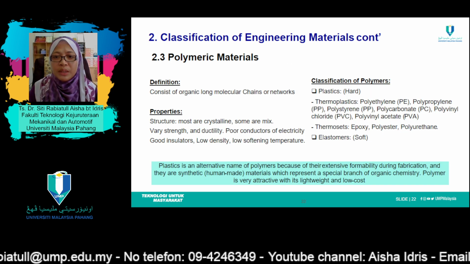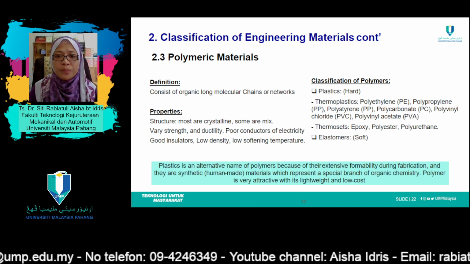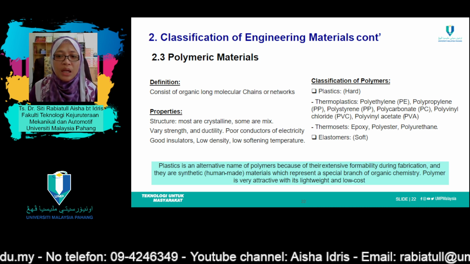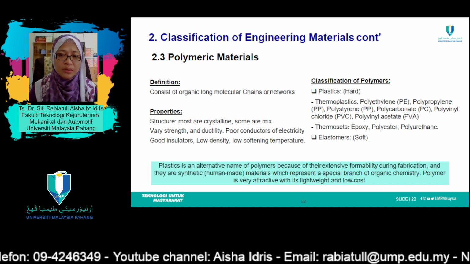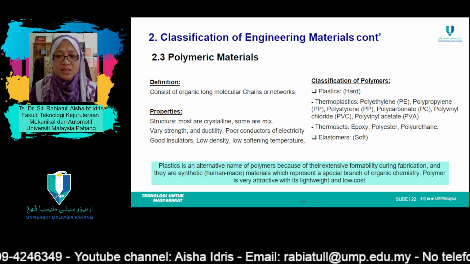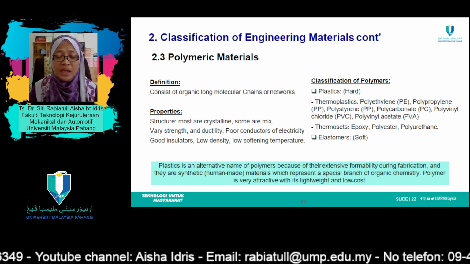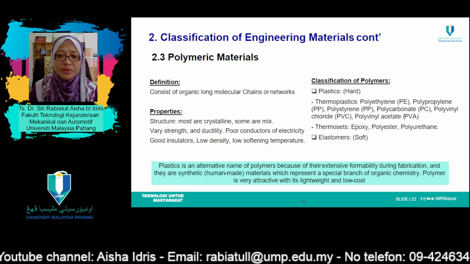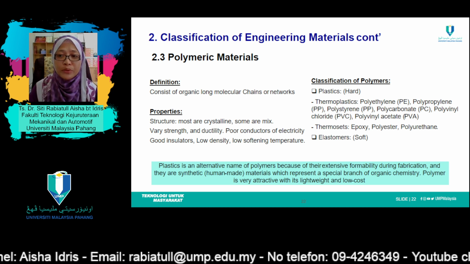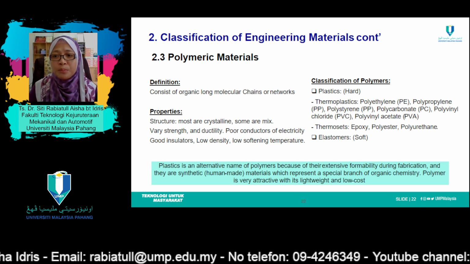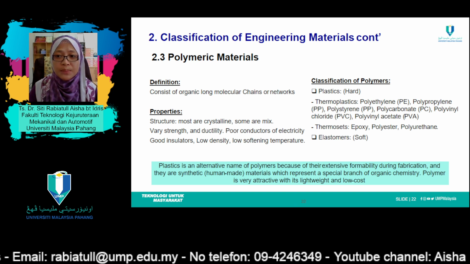Number 3 is polymeric materials, which consist of organic long molecular chains or networks. Their properties include: most are crystalline, some are mixed, very strong with ductility, poor conductors of electricity, good insulators, low density, and low softening temperature. Polymers can be divided into 2, which is plastic.